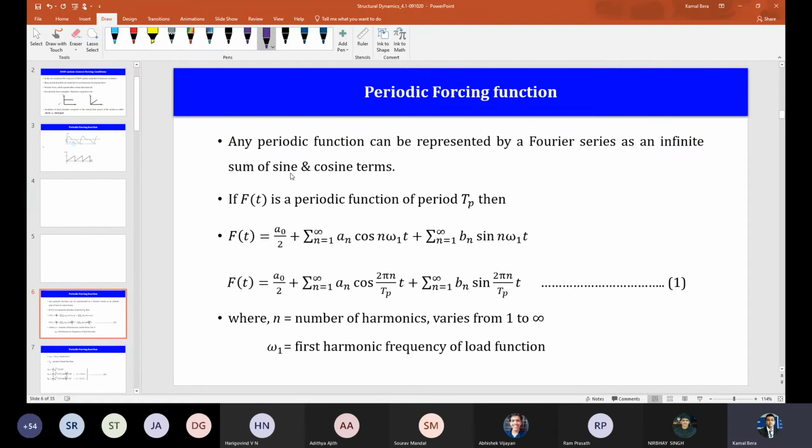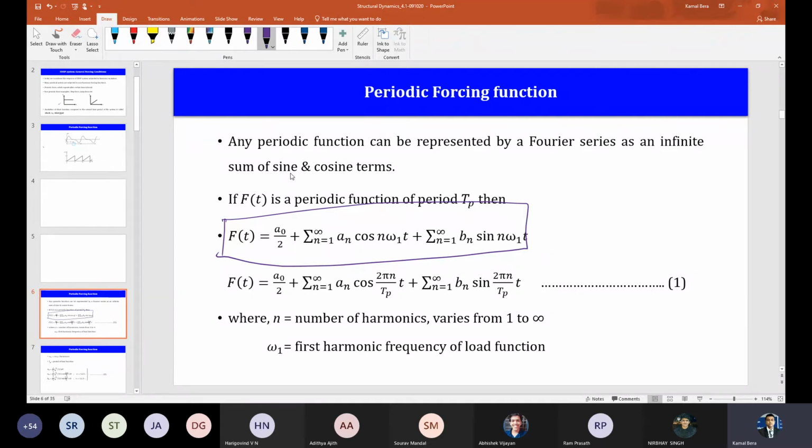Okay, so can you see it? Read it, it's very simple. Any periodic function, as I told, can be represented by a Fourier series as an infinite sum of sine and cosine terms. So if f(t) is my periodic function of period Tp, repeating after Tp time, then this is just the mathematical Fourier series. Just remember this, or you can note it down. That is a0 by 2 plus summation of n equals 1 to infinity. Although mathematically an infinite number of terms is required to represent it exactly, in practice an infinite number of terms is not required. A few terms are good enough to represent it approximately.